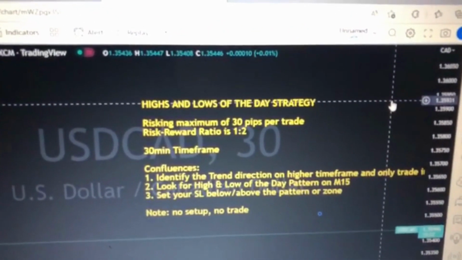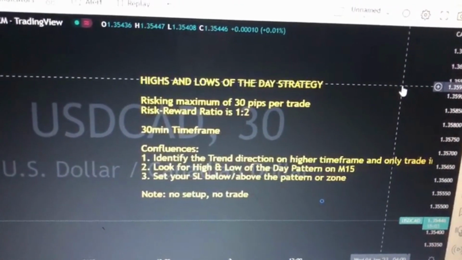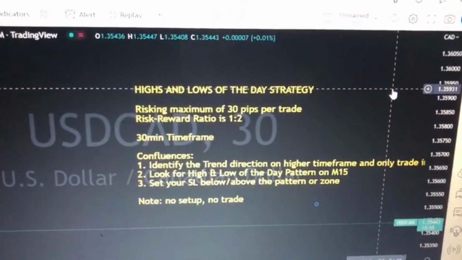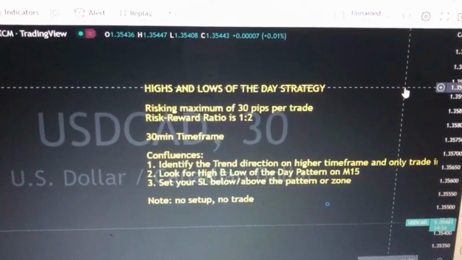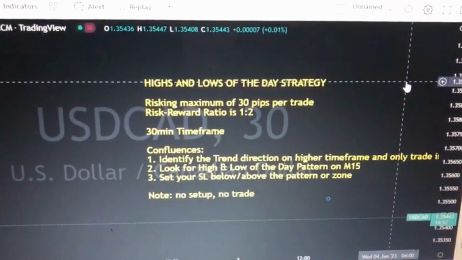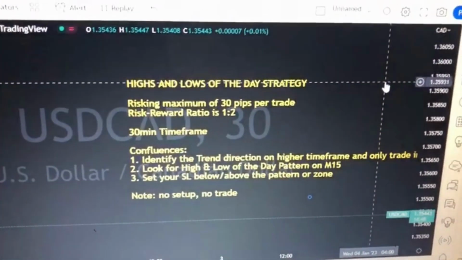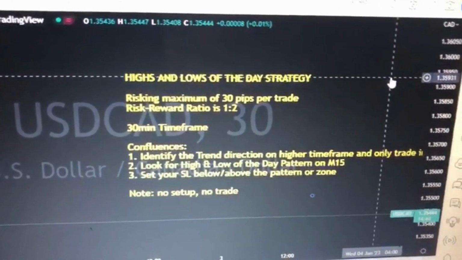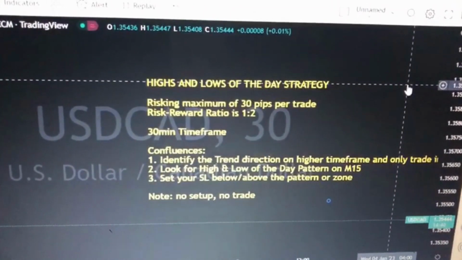Highs and lows of the day strategy. For you to maximize your setup and really trade this, you have to follow this rule. I don't risk more than 30 pips per trade. That's the rule, and you might decide to risk more or less, based on your risk appetite. But for me, I only risk a maximum of 30 pips per trade.